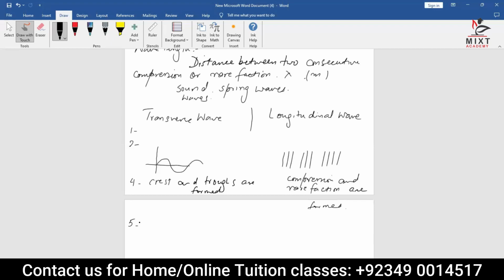In a transverse wave, it's the distance between consecutive crests or consecutive troughs, trough to trough or peak to peak. On the other side, in a longitudinal wave, it will be the distance between consecutive compressions or consecutive rarefactions. This is all a summary of what we studied in transverse waves and longitudinal waves.